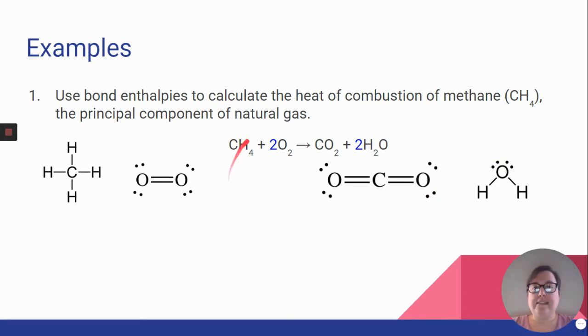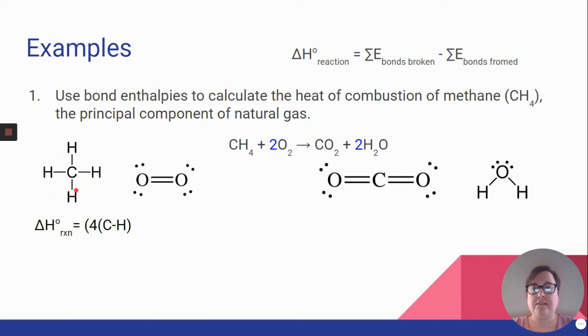So because this question says use bond enthalpies, we're going to use the formula bonds broken minus bonds formed. So the first thing we need to look at is what are the types of bonds being broken. So if we look at CH4, we have 4 C-H bonds. And then we have our oxygen, and so it's an oxygen double bond. Now I need 2 of those though because of our coefficient. So we have 2 O=O double bonds that need to be broken. And that takes care of all the bonds that we have to break.